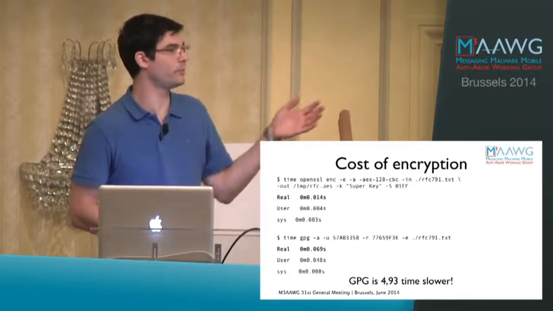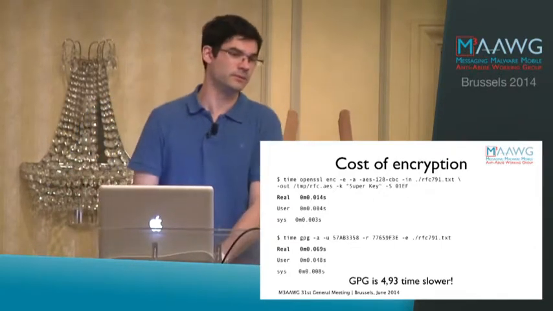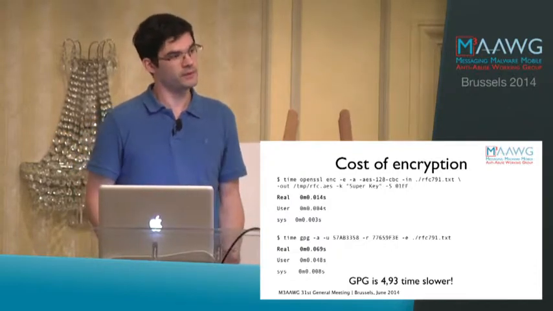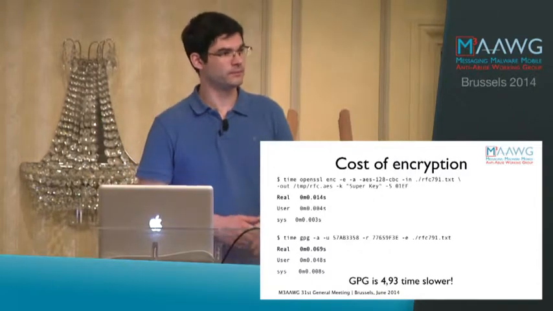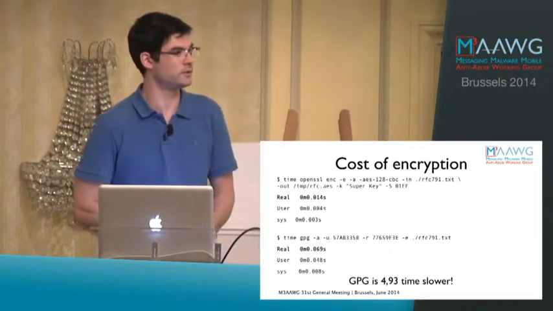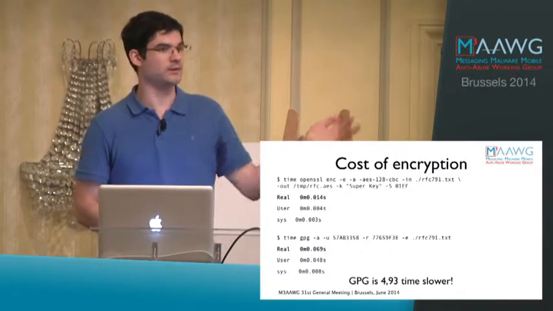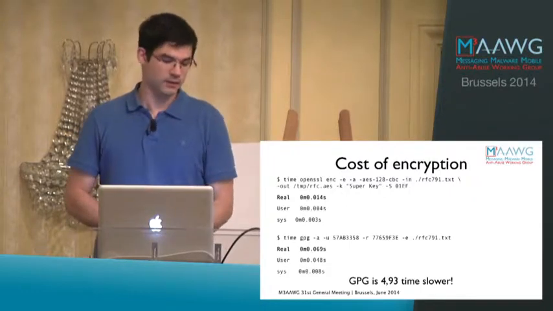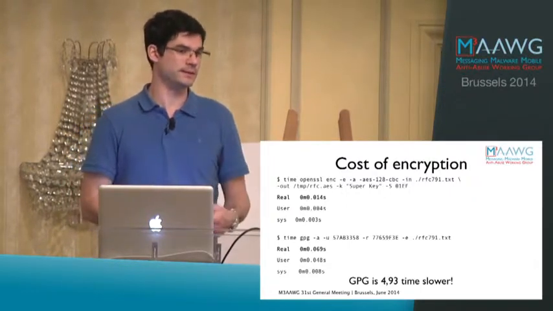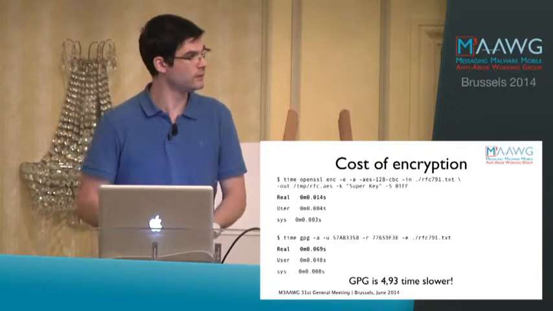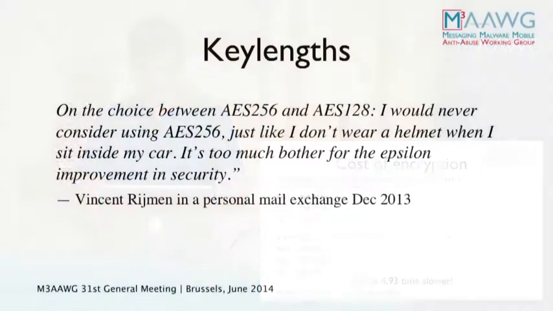It's 5 times more power, so probably for those machines it's not really important. If you look from a server perspective, if you have to deal with 1,000 connections per second or something like that, then you have to take that into account. And then again, the reason to use symmetric cryptography whenever possible is that it's less expensive in terms of time and consumption.